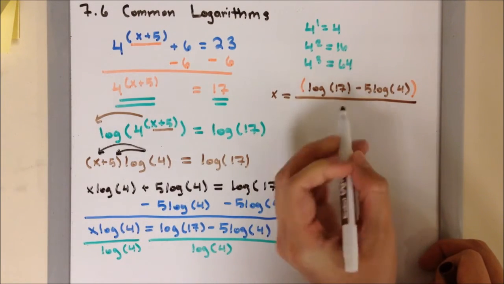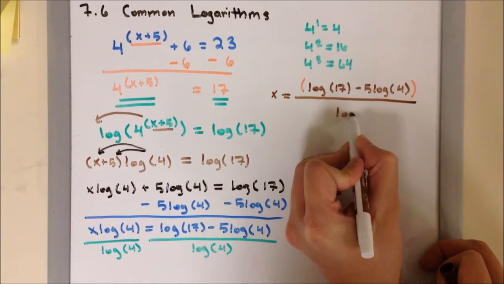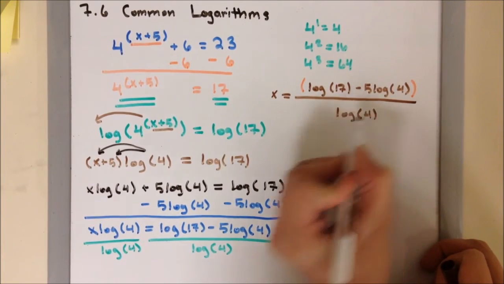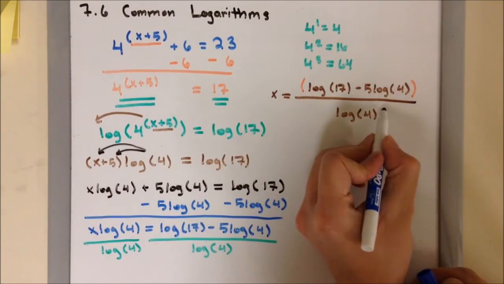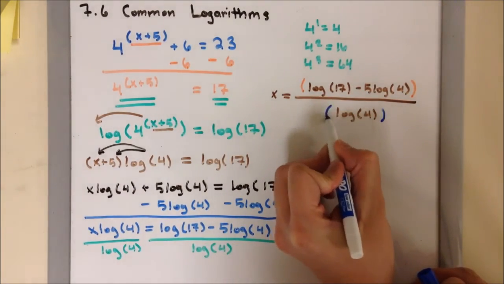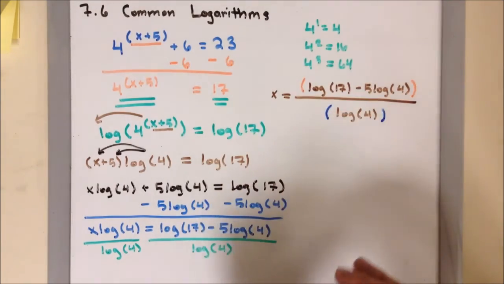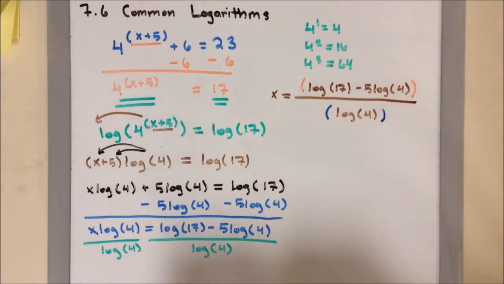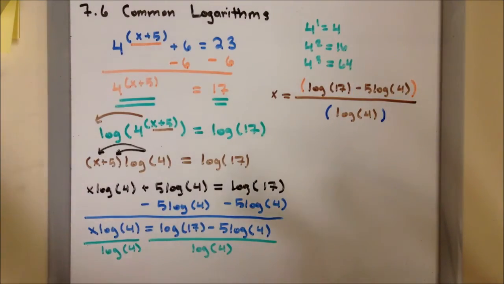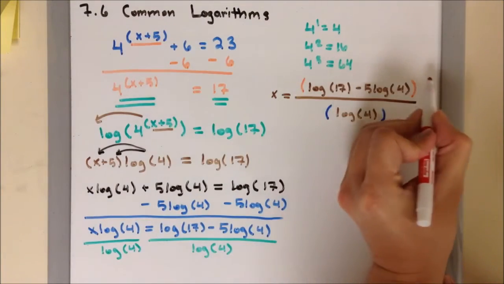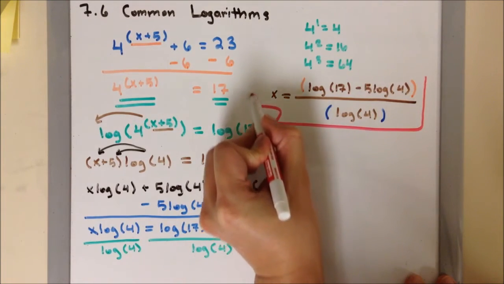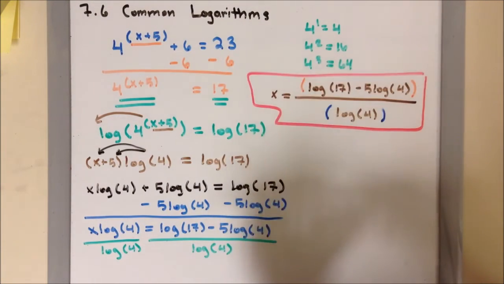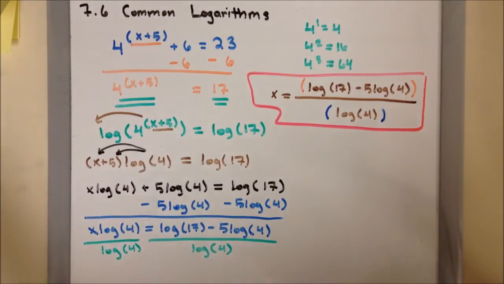over log of 4, and I'm also going to include another set of parentheses on the denominator, stating that log of 4 is just in the denominator and it's separated from the numerator. So again, the main focus will be this. So that's what I'm going to be focusing on.